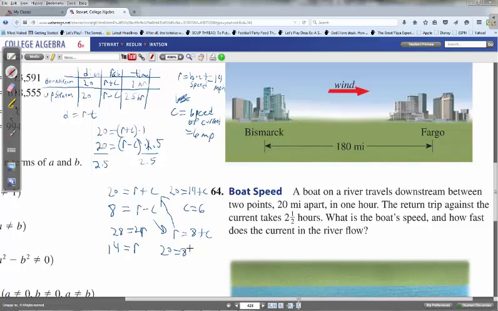20 equals 8 plus C plus C. 2C equals 12. C equals 6. And then just plug into either of them. Plug into the top one again, you get the same thing. So 6 miles per hour for the rate of the current, so the rate of the stream. 14 miles per hour for the rate of the boat.